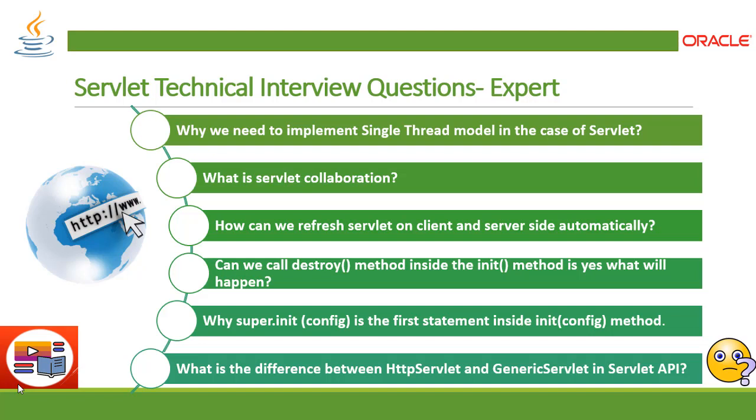What is servlet collaboration? It's nothing but the communication between two servlets, one servlet to another servlet, or many more. And that is possible with the help of sendRedirect and RequestDispatcher methods, include and forward, to communicate. So these are the ways we can communicate between servlets, making a servlet collaboration.